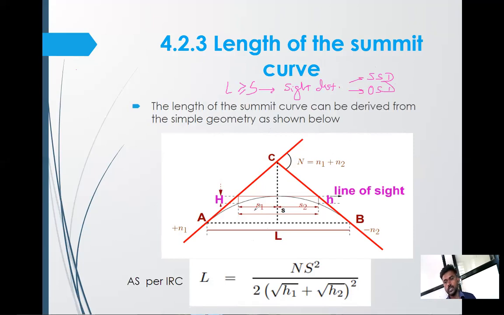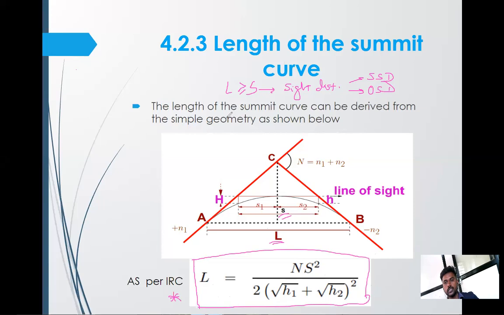This is the length of the curve L, and this is the sight distance S. In this figure you can easily understand the length of curve is greater than S. For that condition, L is equal to N S square divided by 2 into bracket square root of H1 plus square root of H2, whole square. This is a very important formula for calculating the length of summit curve.